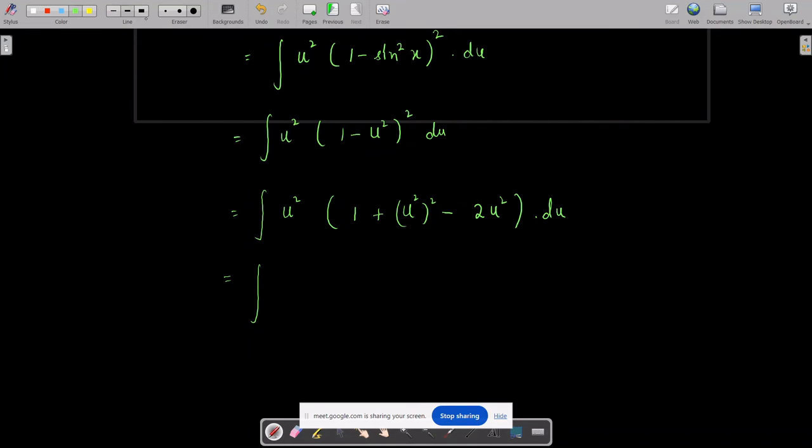And then we can distribute u squared. I will write u to the power 4. Now we can distribute everything. So this becomes u squared plus u to the power 6 minus 2 times u to the power 4. And I'm going to distribute the integral as well, so du, du, and du.